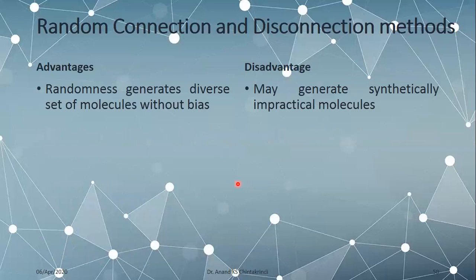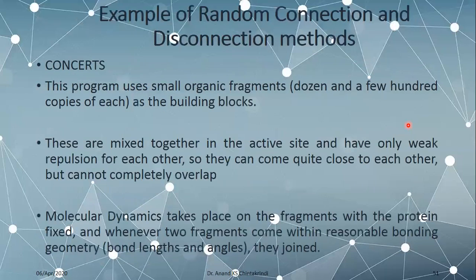So what are the advantages? The randomness generates a diverse set of molecules without any bias. But the disadvantage is that it may again generate very synthetically impractical molecules. The example of a random connection and disconnection method is CONCERTS.